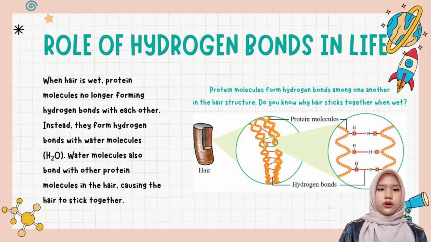Role of hydrogen bonds in life. Protein molecules form hydrogen bonds among one another in the hair structure. Do you know why hair sticks together when wet? When hair is wet, protein molecules are no longer forming hydrogen bonds with each other. Instead, they form hydrogen bonds with water molecules. Water molecules also bond with other protein molecules in the hair, causing the hair to stick together.